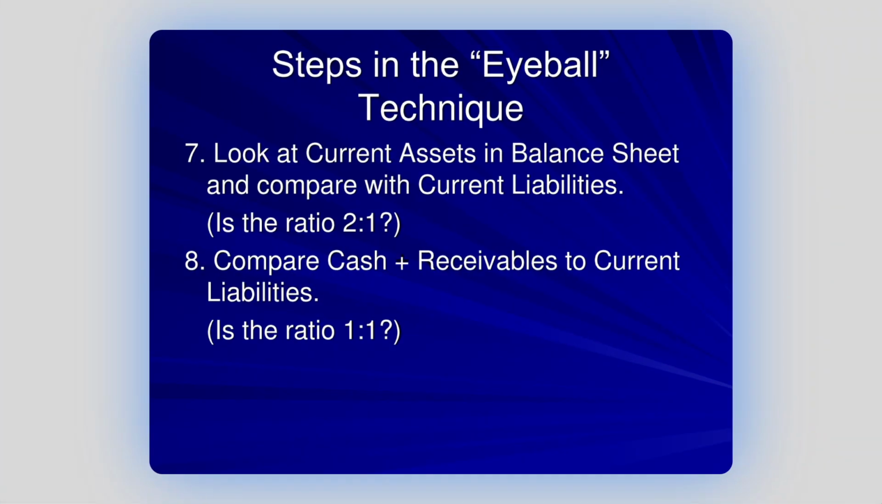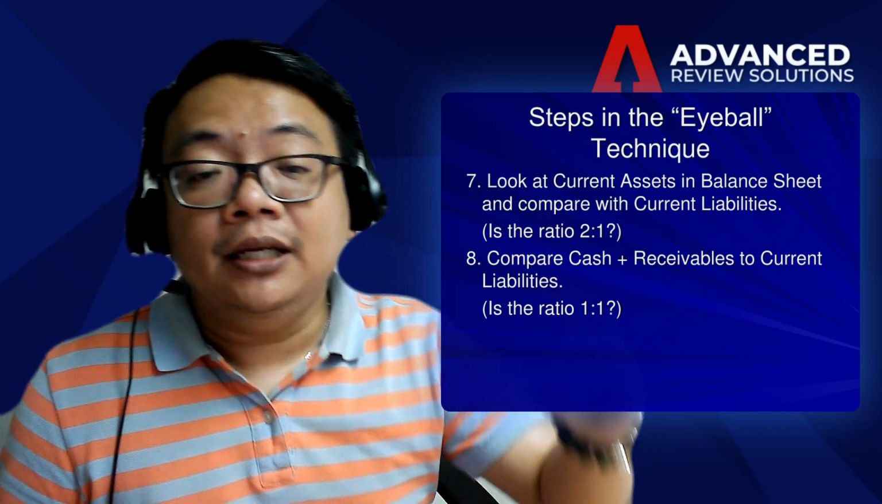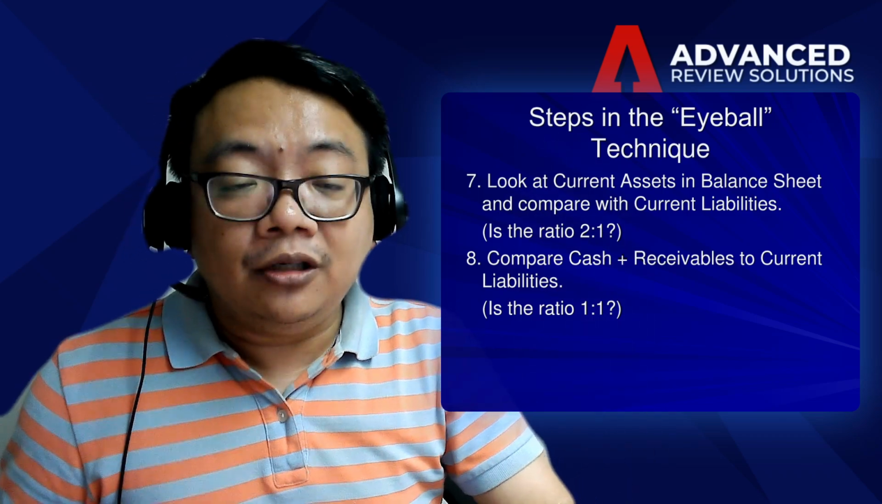Number seven, look at your current assets in the balance sheet. If you noticed, in my previous video I discussed the current liabilities. It is the current ratio, that would be your current assets divided by your current liabilities. It should be 2 is to 1. Meaning to say, your current assets should be higher than your current liabilities.